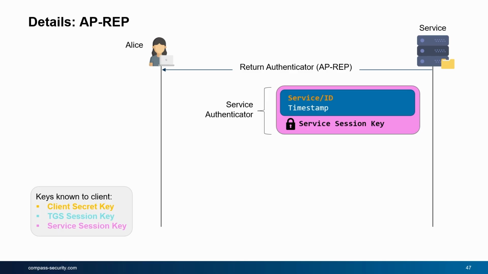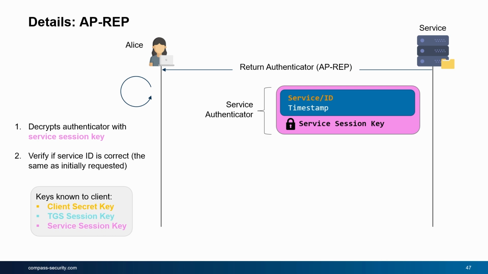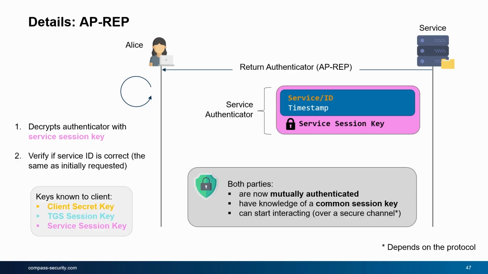So when the client receives this message, it will load the service session key, decrypt it, and verify if the ID and timestamp is what it expects to be. And at this point, both parties are mutually authenticated. They have knowledge of a common session key or even multiple keys. Remember, we have this subkey as well. And then they can start, based on these keys, interacting over a secure channel, ideally. So the actual protocol that we requested, that could be SMB or HTTP or LDAP or whatever was requested.